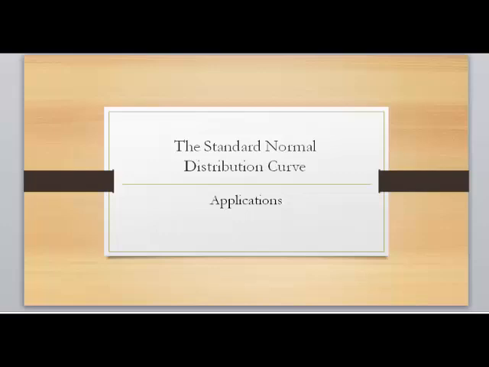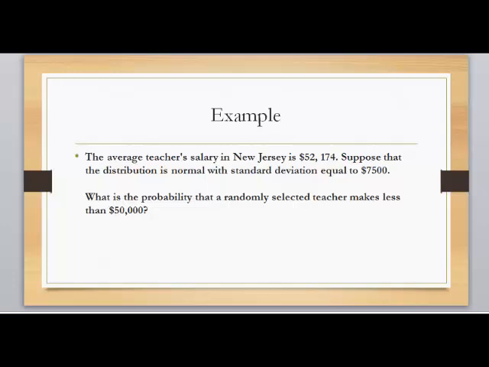So we'll now continue our discussion on applications of the standard normal distribution curve. We're going to begin with an example where we're going to review the concepts that we've been working on in this chapter. So our example says, the average teacher salary in New Jersey is $52,174. So again, I'm going to begin by writing down what I have.